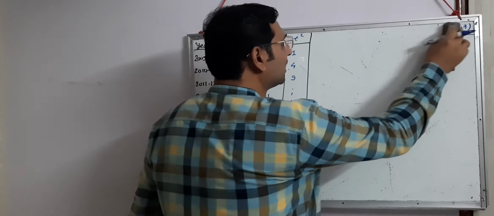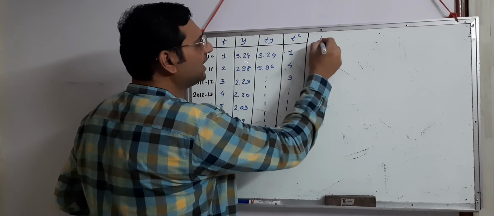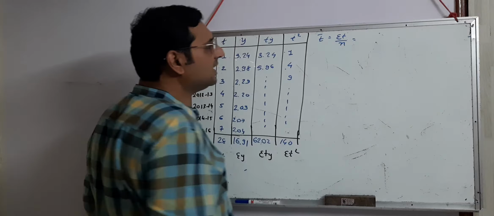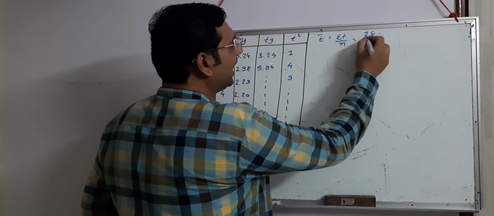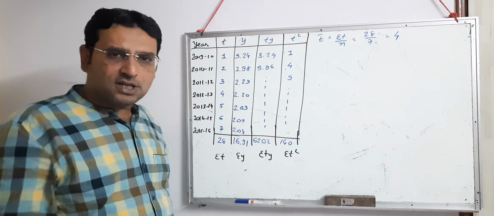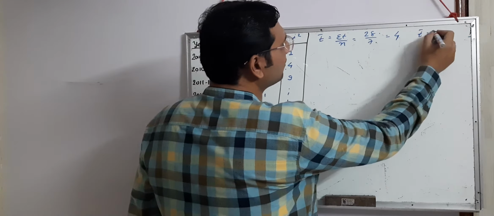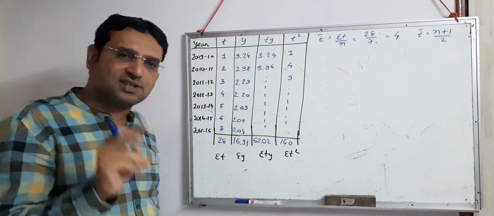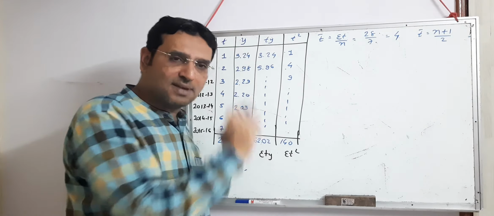Next step is what? Like previous sum, we will calculate the value of t bar and y bar. So t bar is equal to what? Sigma t upon n. So sigma t is 28, n is 7, is equal to 4. Friends, I am teaching you another shortcut for t bar if you want to understand. t bar is equal to n plus 1 by 2. In this way also you can calculate. This is additional, but it is going to be very useful in objective sums. In this sum, you understand it.